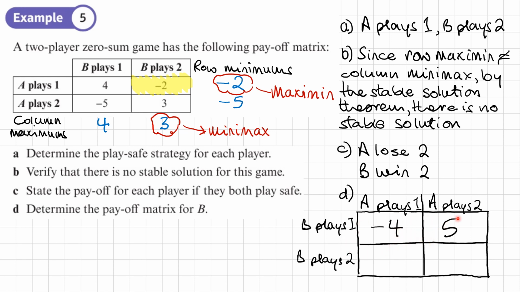In terms of matrices, this is what we call when we transpose a matrix, when we swap the rows and the columns, but these values also reverse as well. So B plays 2, so it's going to be these column of numbers. So if B plays 2 and A plays 1, they will gain 2 because B is losing 2. It's a zero-sum matrix. And then the last value here, if B plays 2 and A plays 2, A gains 3, which means that B will lose 3.